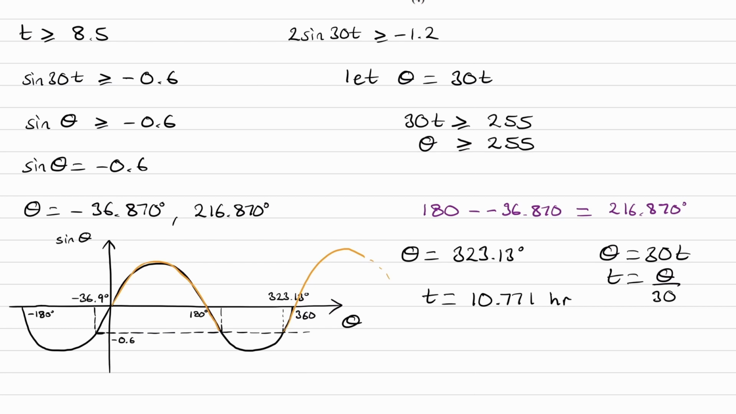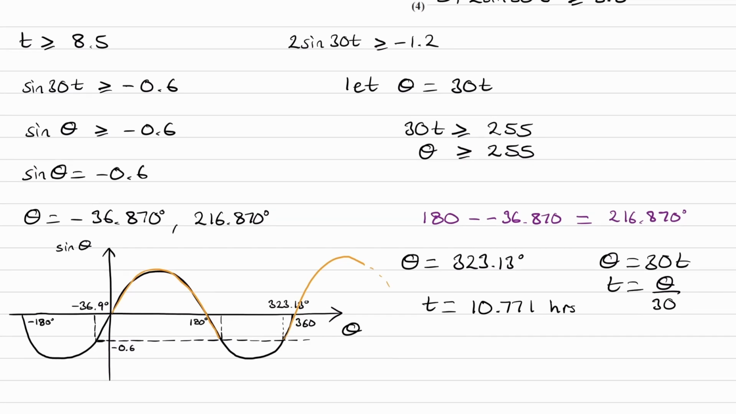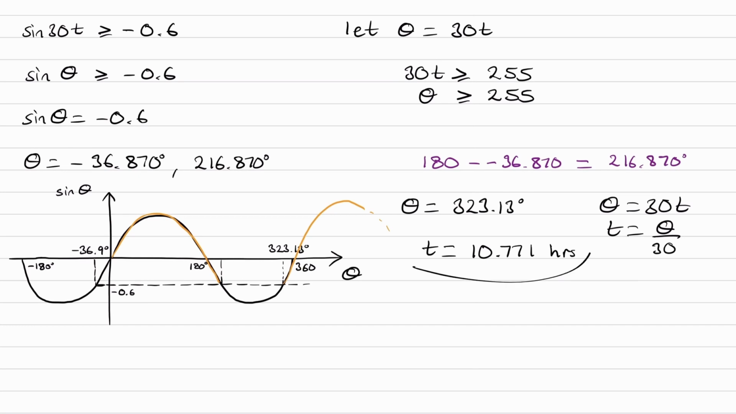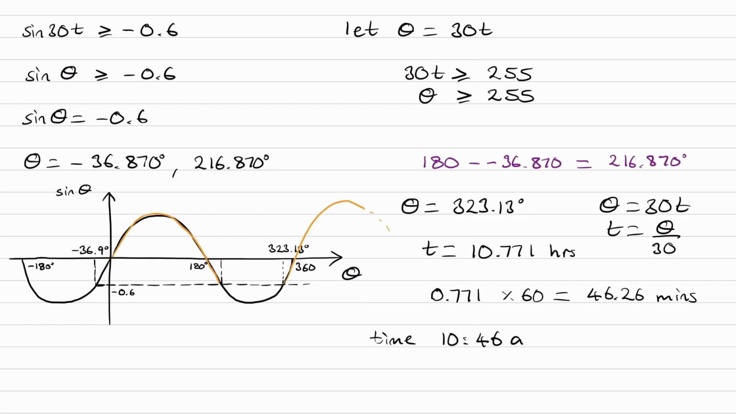And remember that t is in hours. So that's our time, but we want it to the nearest minute, so we need to convert this into an actual time. We can do that by considering the 0.771, that's the proportion of an hour that we have after the whole number of 10 hours. So we times this by 60, which gives us 46.26. That's the number of minutes we have on top of those 10 hours. So our time would then be 10:46 a.m. And that will be our final answer.